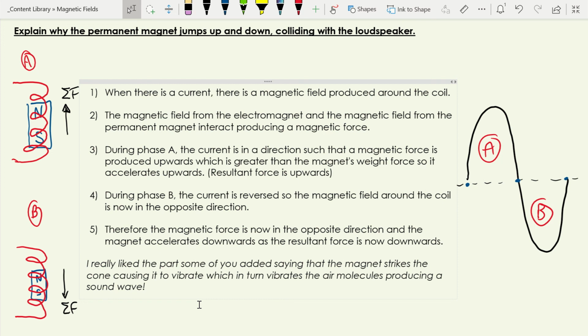So that would be our explanation about why the permanent magnet jumps up and down, colliding with a loudspeaker. We're talking about the direction of the resultant force during phase A and B, and the fact that it's in the opposite direction with each of those. And I think just like with the DC bell, it would be quite a good idea if we made a quick note of this explanation in your additional notes section of your booklets. So again, you've got this explanation written down.